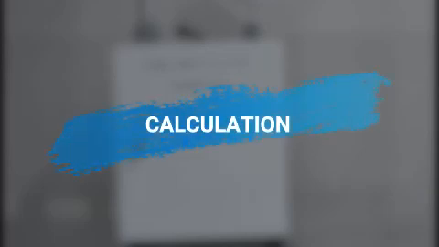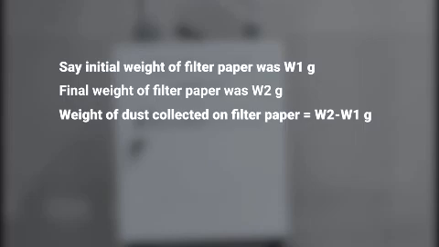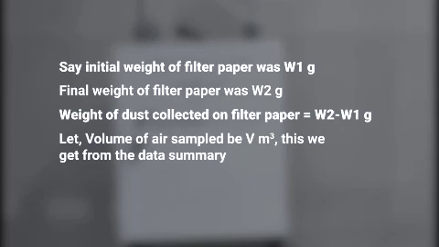To perform calculations, follow this procedure. Say initial weight of filter paper was W1 gram. And final weight of filter paper was W2 gram. Weight of dust collected on filter paper equals W2 minus W1 gram. Let volume of air sampled be V cubic meter, this we get from the data summary.